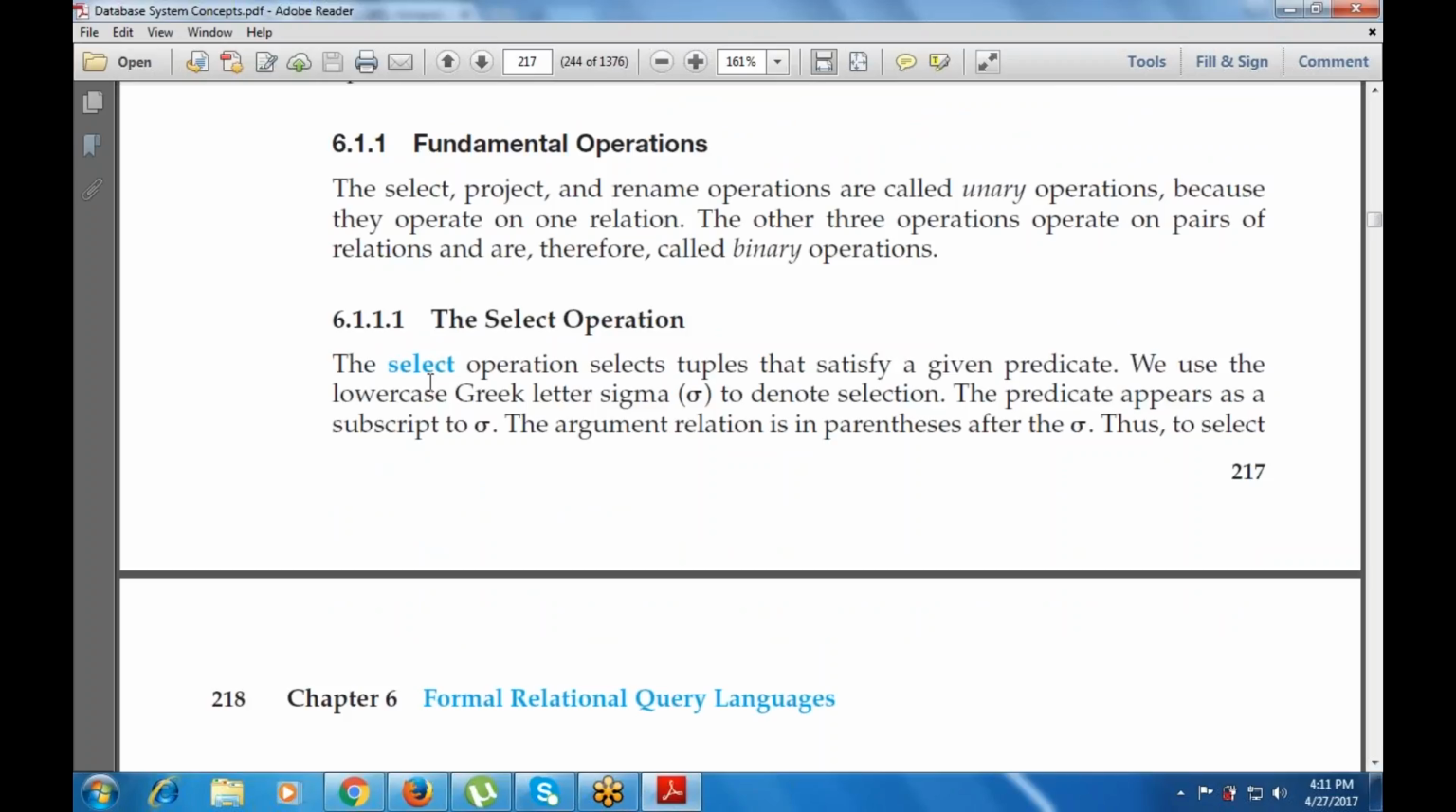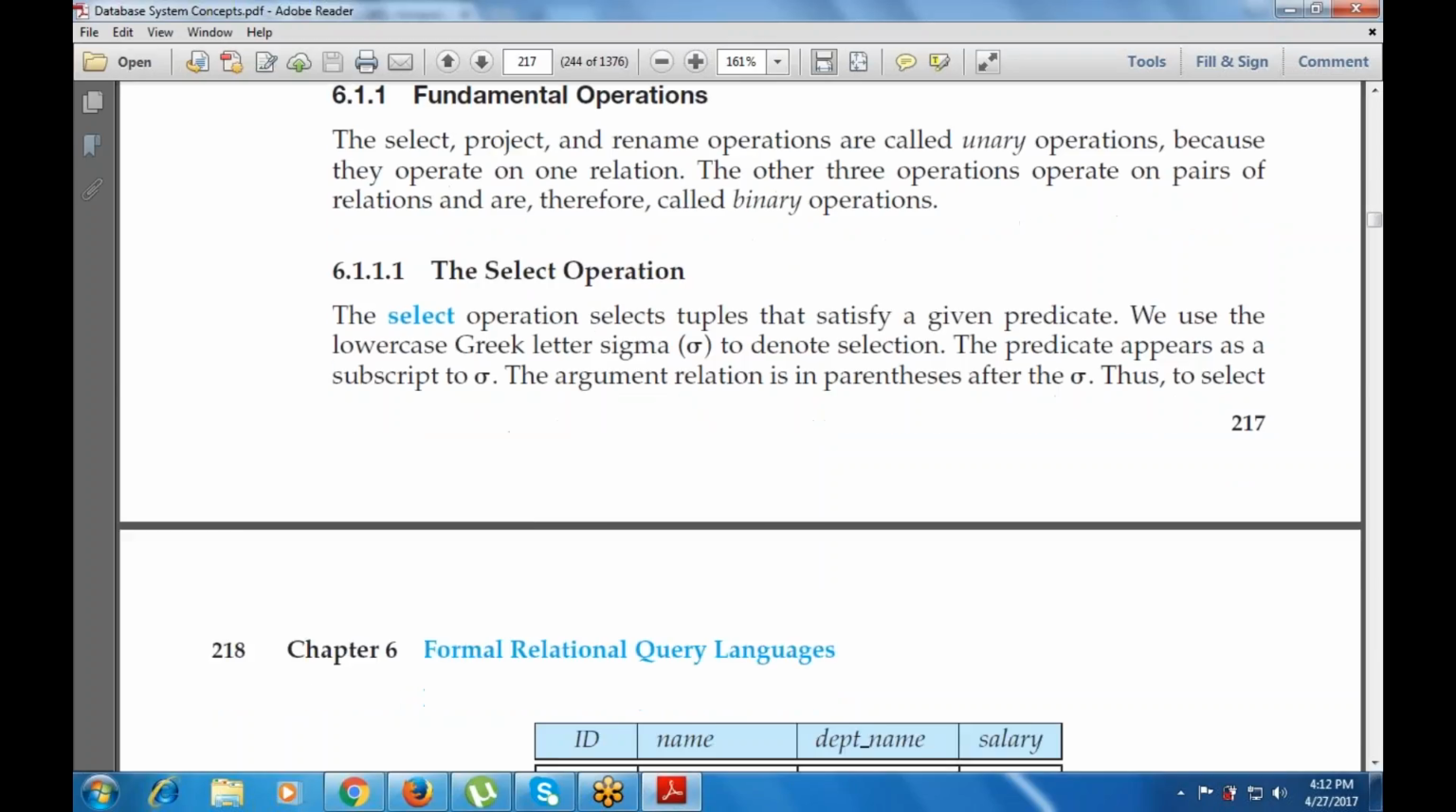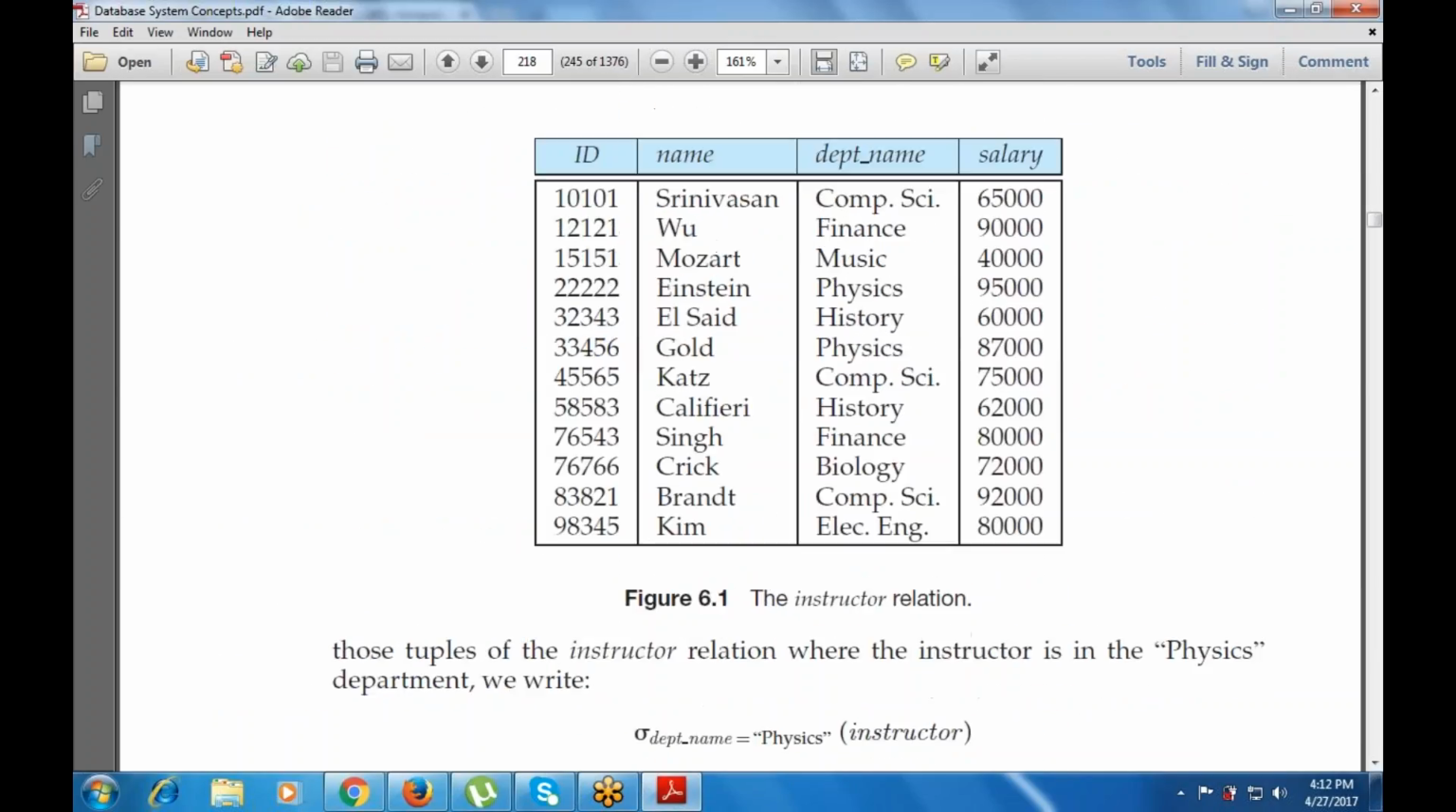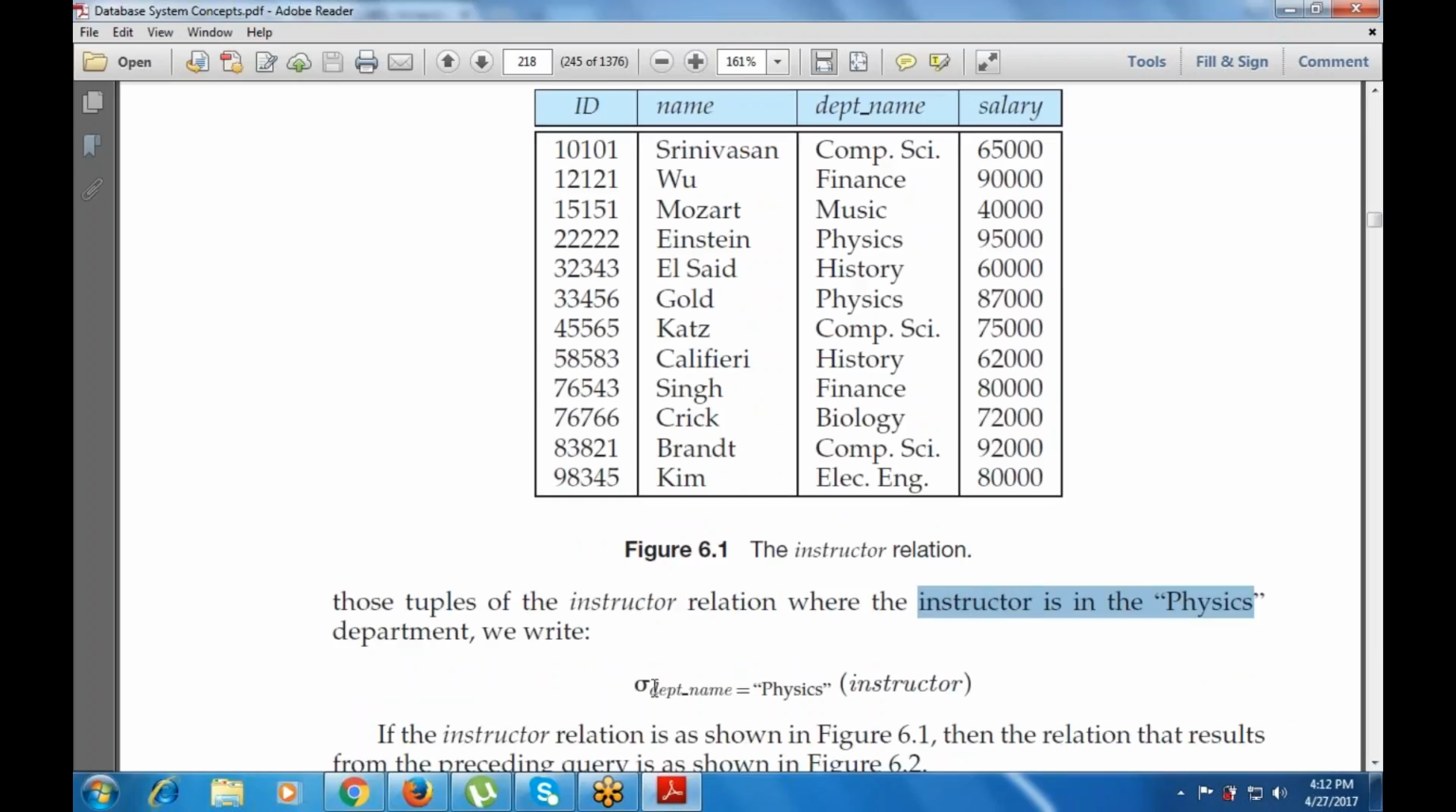The select operation selects the tuples that satisfy a given predicate. So the first part is the select. It selects the rows that satisfy a given predicate. We use the lowercase Greek letter sigma to denote the selection. The predicate appears as a subscript to the sigma, and the argument relation is in parentheses after the sigma. Therefore, to select the tuples of the instructor relation where the instructor is in the physics department, we should write sigma department name equals physics, instructor.